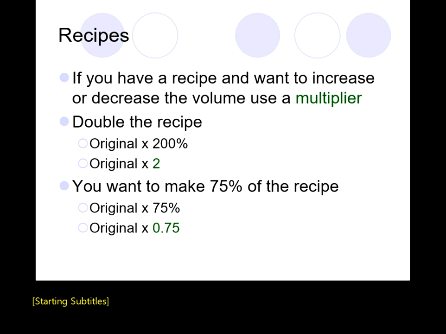If you want to make 75% of the recipe, then you multiply by 75%. And we've also already looked at the fact that 75% as a decimal, you divide by 100, so it's 0.75. So you'd multiply each of the ingredient items by 0.75. So that's fairly easy.